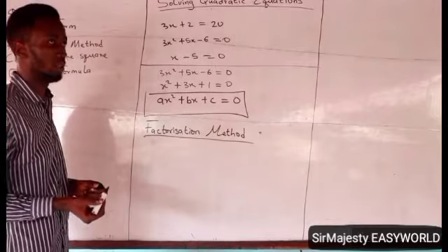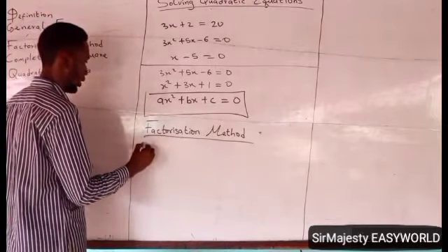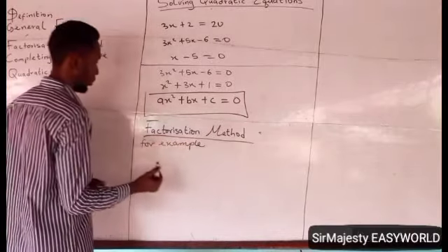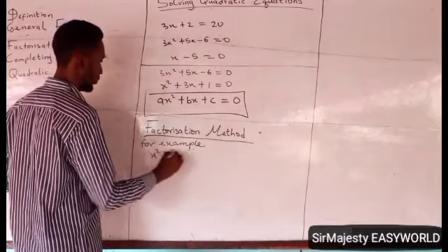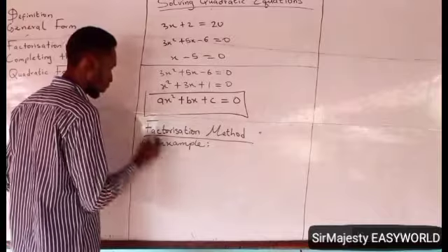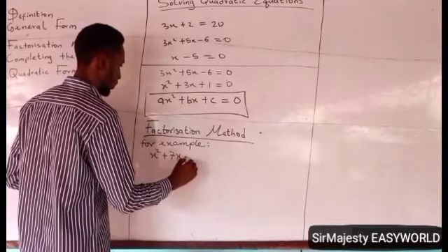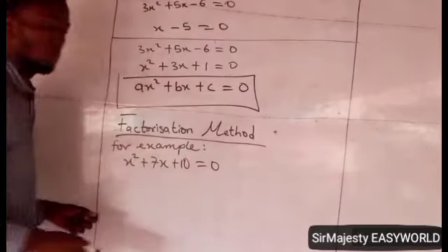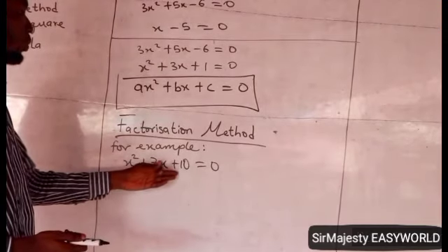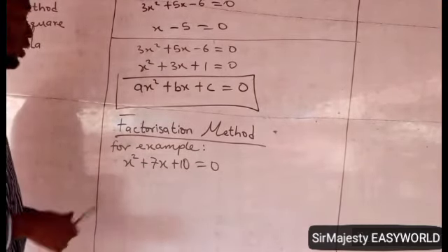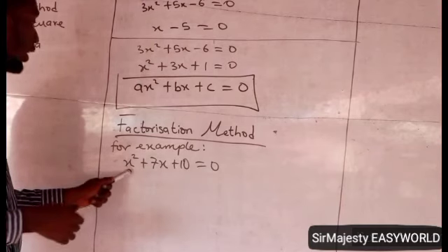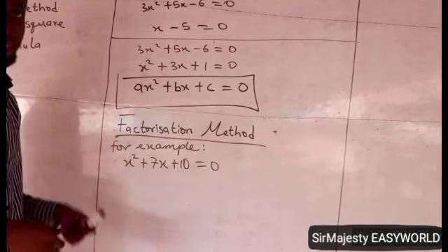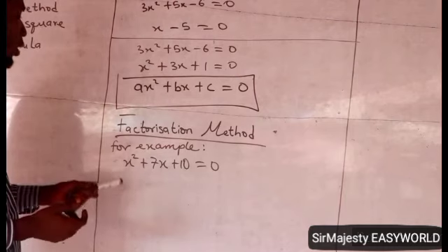Okay, so in the factorization method, we are given an equation, for example, x squared plus 7x plus 10 is equal to 0. So we are asked to solve the equation x squared plus 7x plus 10 equals 0. And if you recall, solving this equation means finding the value of x such that when we put that value here and here, this expression becomes 0. So how do we solve this?